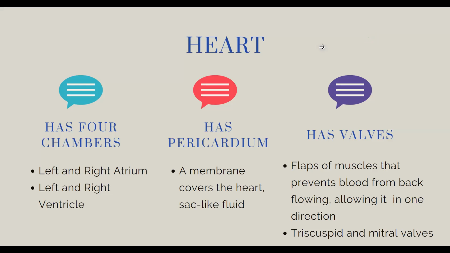Let's start with the heart. It consists of four chambers, including two atria and two ventricles. It has the pericardium, a membrane that covers the heart and consists of a sac-like fluid, and it has valves, flaps of muscle that prevent blood from flowing backward, allowing it in one direction. It consists of the tricuspid and mitral valves, including the pulmonary valve, and one of the most important valves also is the aortic valve.